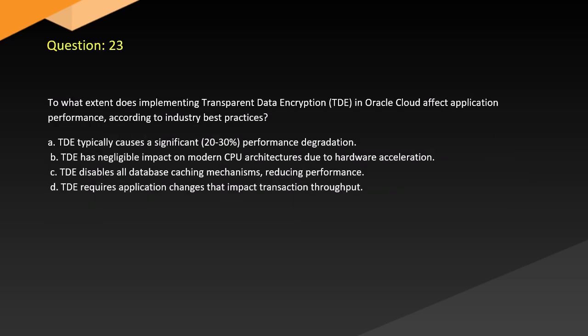Question 23. To what extent does implementing Transparent Data Encryption (TDE) in Oracle Cloud affect application performance according to industry best practices? A. TDE typically causes a significant 20-30% performance degradation. B. TDE has negligible impact on modern CPU architectures due to hardware acceleration. C. TDE disables all database caching mechanisms, reducing performance. D. TDE requires application changes that impact transaction throughput.